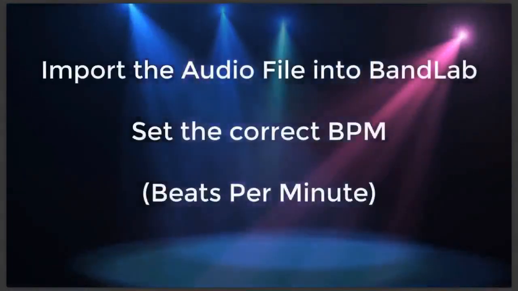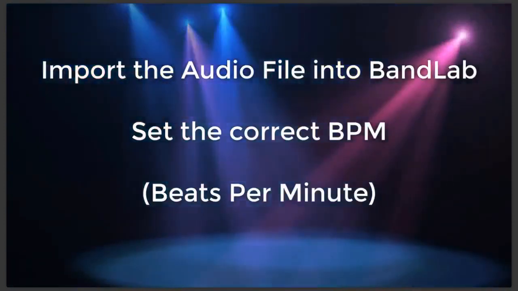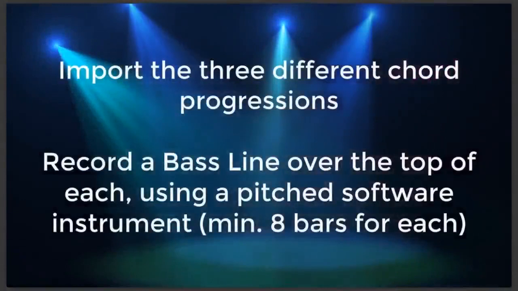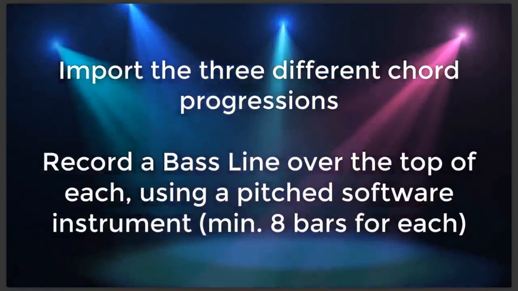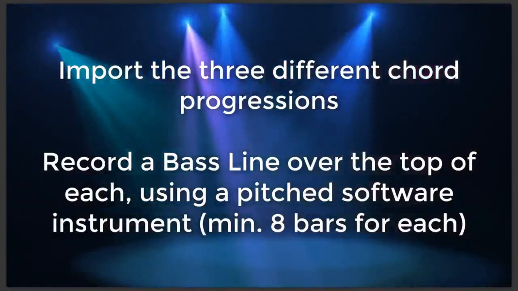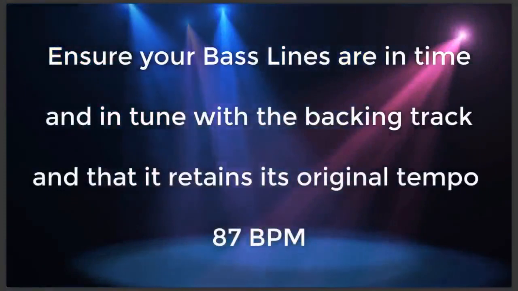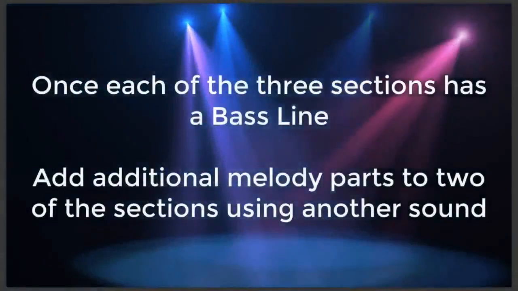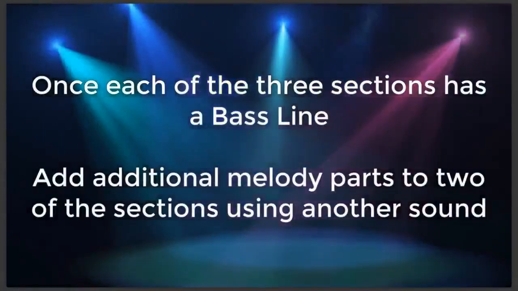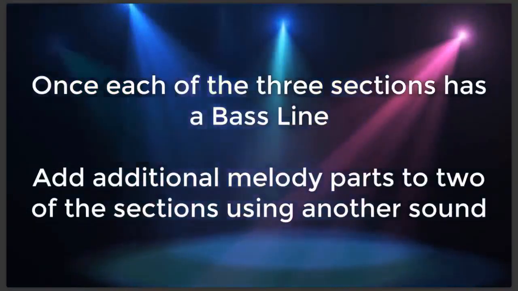You are required to import the audio file into your DAW and set the correct BPM, beats per minute. Next, import the 3 different chord progressions and record a bass line over the top of each using an appropriate pitched software instrument for a minimum of 8 bars for each of the 3 sections. Ensure your bass lines are both in time and in tune with the supplied backing track, and that it retains its original tempo. Once each of the 3 sections has a bass line, add additional melody parts to 2 of the sections using another suitable sound from your DAW.